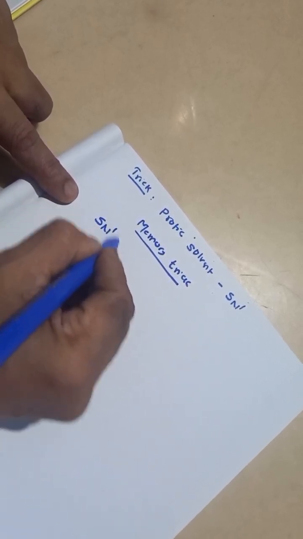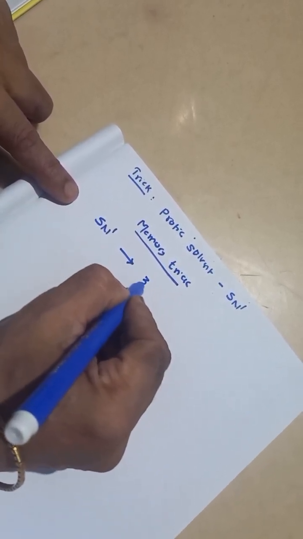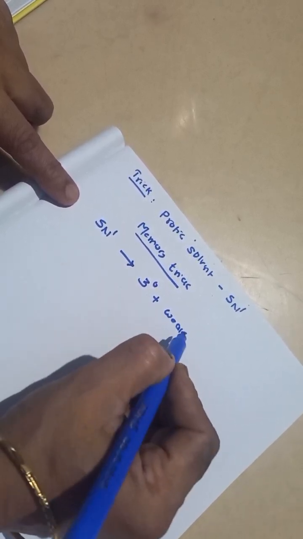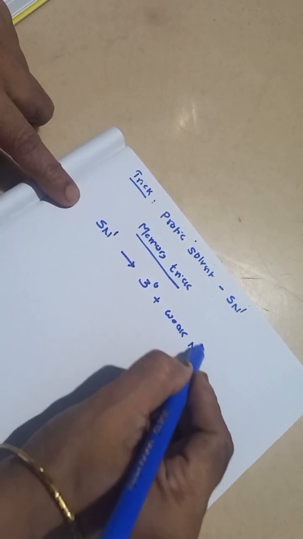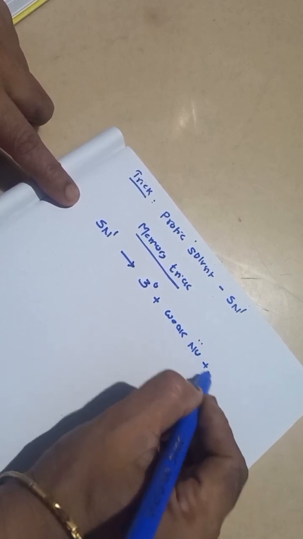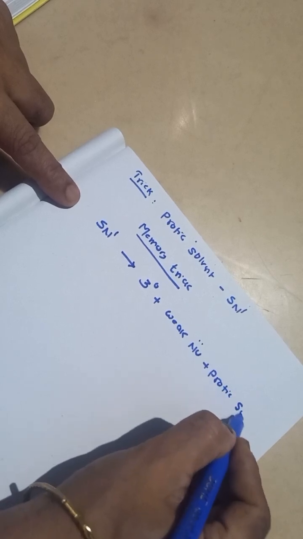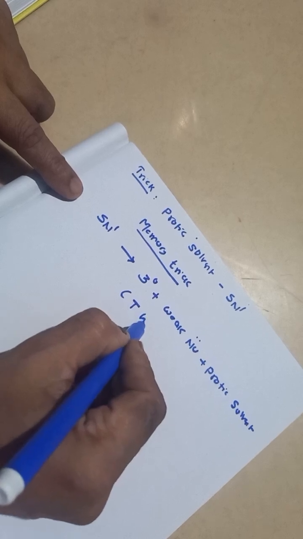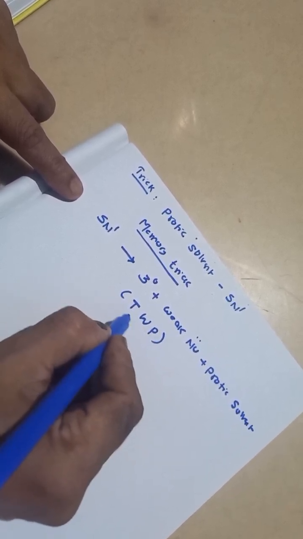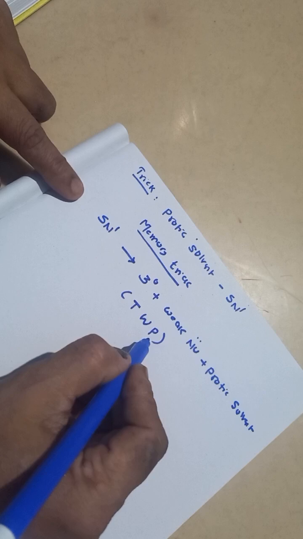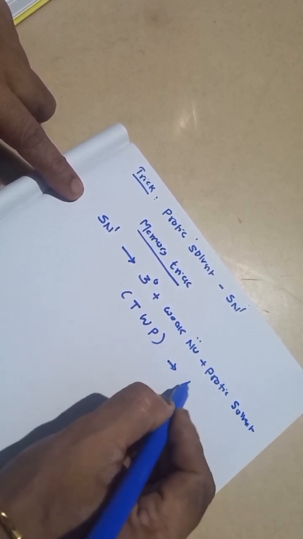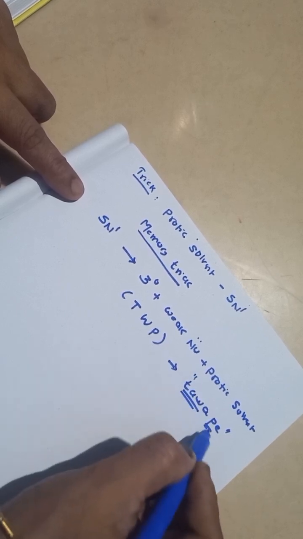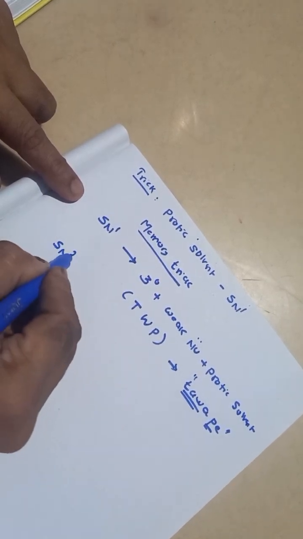Now, for all these, the memory trick is this. SN1: tertiary carbocation plus weak nucleophile plus protic solvent. In symbolic form you can write TWP. T for tertiary, W for weak nucleophile, P for protic. In Hindi we can simply say Tawape. This can also make you remember easily.